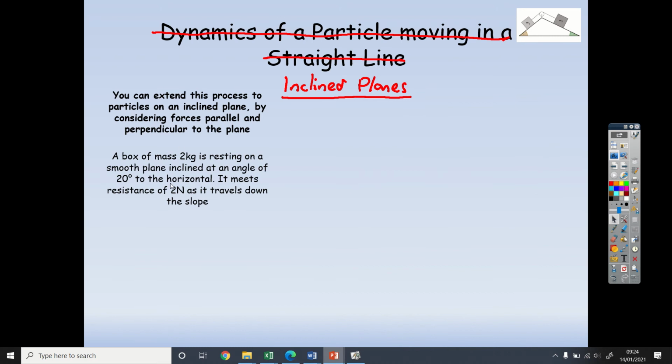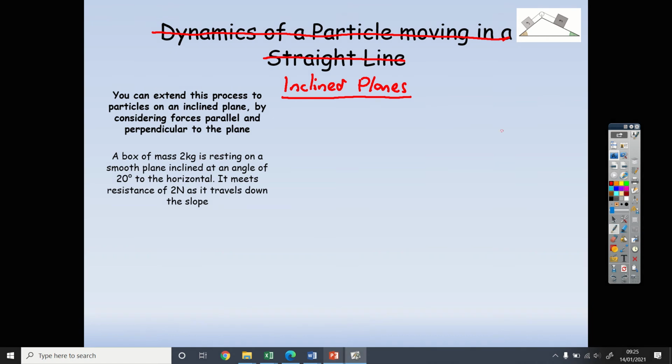All right, so if you're not given a picture, chances are you're going to want to draw one so that you can start to put these forces on and get a nice diagram. But here's the description. A box of mass 2 kilograms is resting on a smooth plane inclined at an angle of 20 degrees, and it meets resistance of 2 newtons as it travels down the slope. Now, it's put the word smooth in there because we haven't come across friction yet. So we're going to leave that maybe for next week. So for now, you don't need to worry about putting any friction on or worrying about how to calculate it.